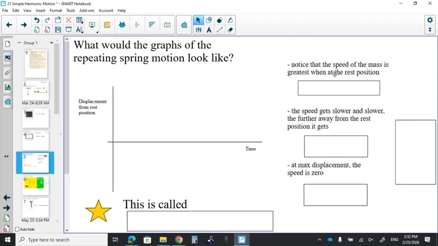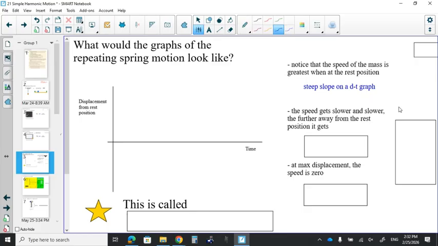Well, again, I mentioned before, we noticed that the speed of the mass is the greatest when it's at its rest position, right? So if the speed is the greatest, it's going to have a steep slope on the graph. So we're going to have some kind of steep slope there, right? So that's this one, steep slope at rest position, moving fast.